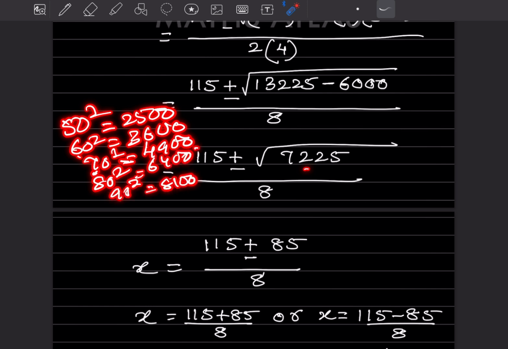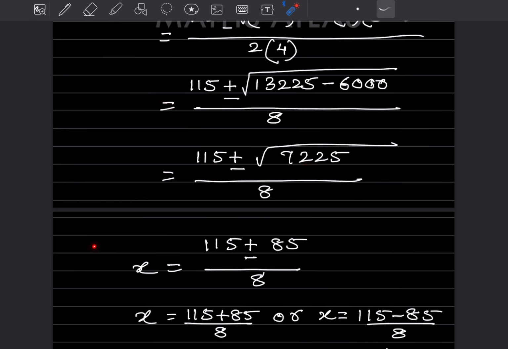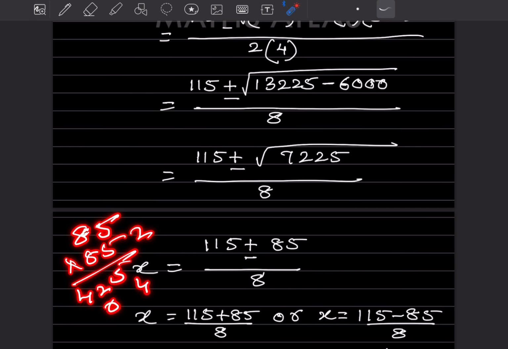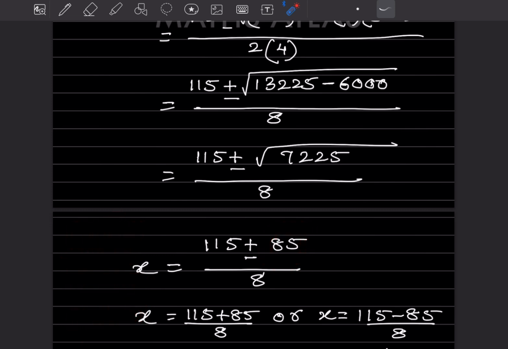But this number lies in between 6400 and 8100. So we have to consider 80. Now you will look at the ones place digit, also called the units place. In 80, where do we get 5? So now let us take 85 into 85. You can multiply and see. So that will be 425, this will be 680, and that will be 7225. Can you see here? So the square root of 7225 will be 85.